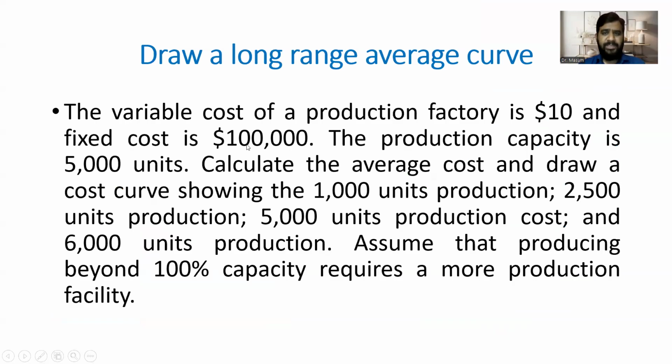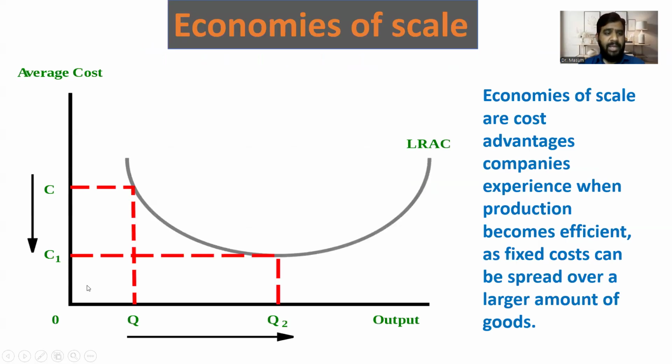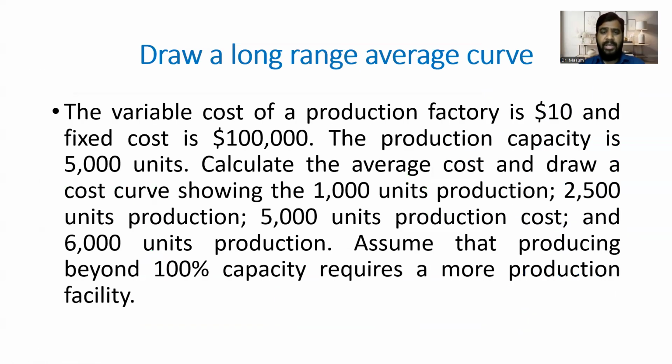Say for an example, the variable cost of a production factory is $10 and fixed cost is $100,000. The production capacity is 5,000. Now it is important: what is the capacity of your factory? You can increase the production from Q to Q2, but your factory must have capacity. Beyond capacity, you cannot produce. Here the production capacity is 5,000 units, so the factory can produce 5,000 units. Beyond 5,000 units, you have to use another factory.